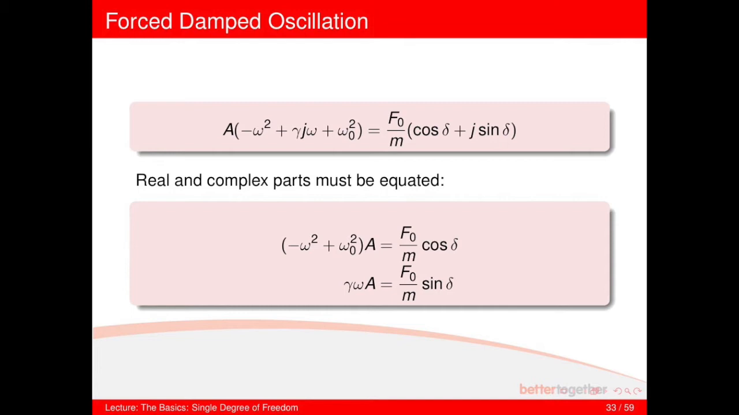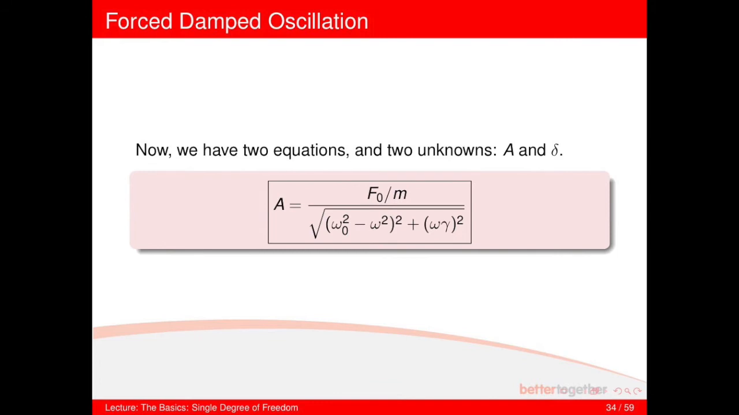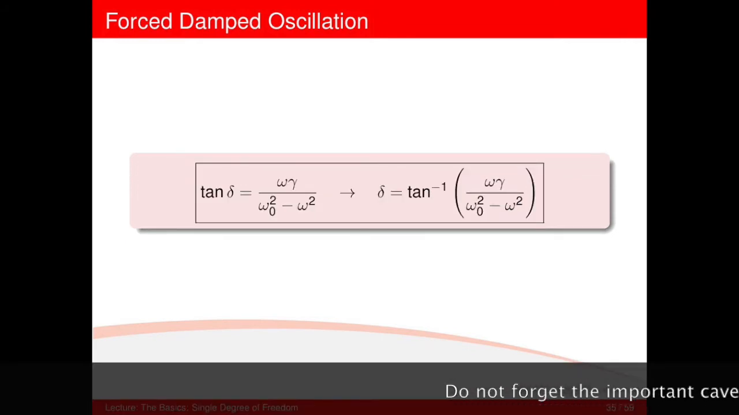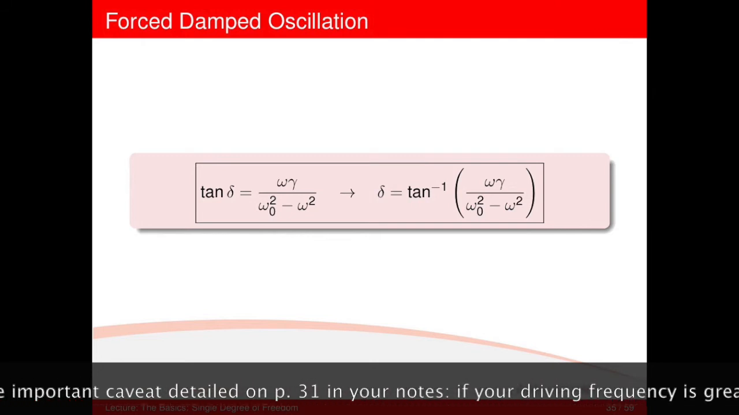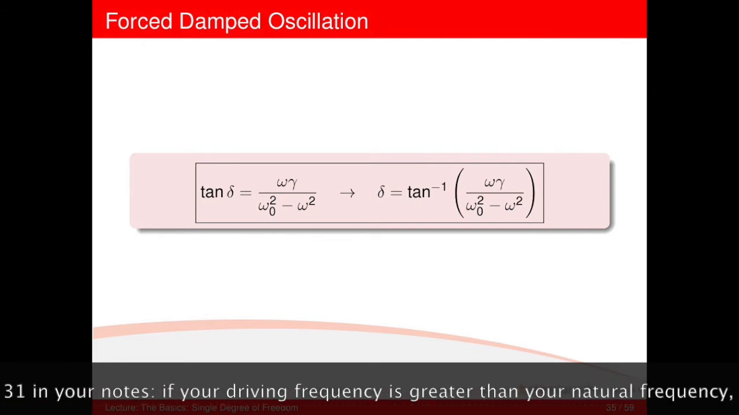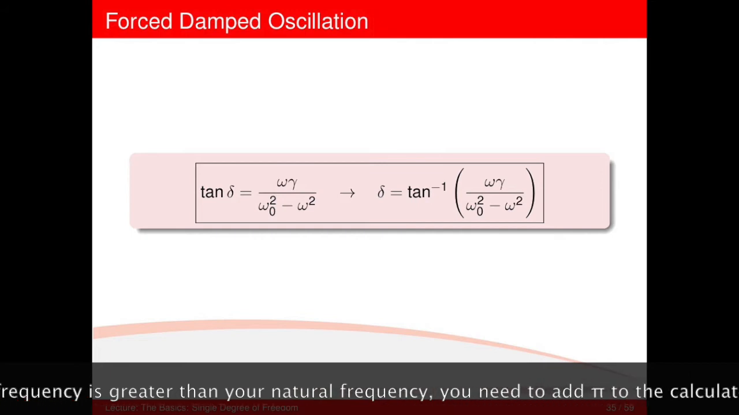Two equations, two unknowns. A and delta are the things we don't know, and you can do the maths. I won't bore you with the arithmetic, but that's what it comes out. A comes out to be that, and delta comes out to be that. So we end up with two equations. They're in your notes. If you look on pages 30 and 31, you can see those two equations.